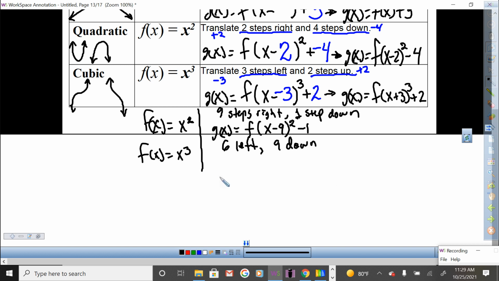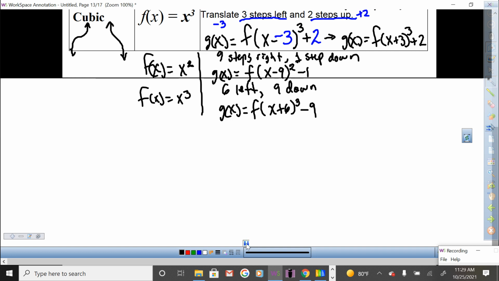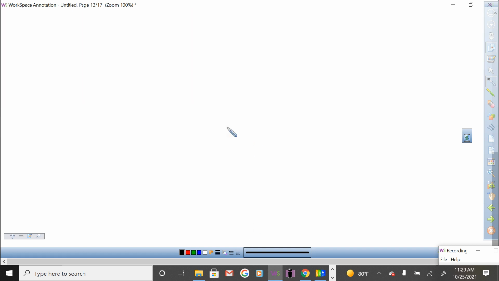Alright, I think Pamela's got it. So Pamela, g of x what? f of x plus 6 cubed minus 9. Hands if you got that. That is cool. Alright, now that we have our transformation goggles on, that was the purpose of this.